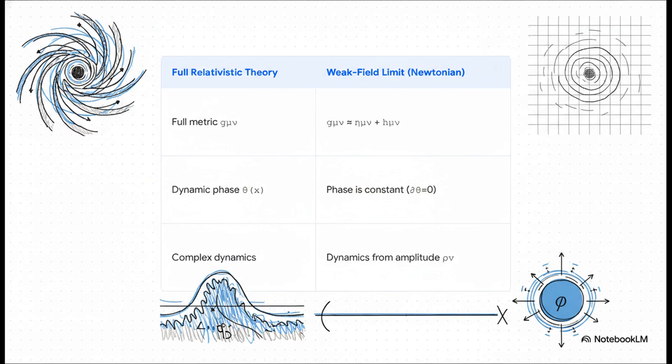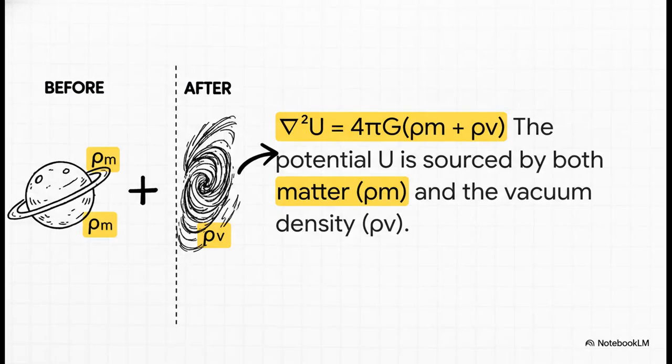To simplify, we assume space-time is nearly flat. But the most critical step is what we do with the phase, that theta term. We basically treat it as a constant, which means its dynamics are frozen out of the picture. And that leaves only the amplitude, ρv, to drive all the physics we're interested in at these scales. So after making that approximation, what pops out is a modified version of the good old Poisson equation. But look closely at the source term on the right side.